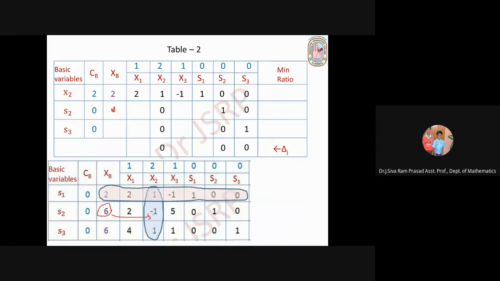So for 6, the corresponding pivot column element is minus 1, divided by pivot element 1, into the pivot row element 2. So 6 minus minus 1 by 1 into pivot row element 2. Simplify this: 6 minus, or minus plus, 1 into 2. That is 6 plus 2, 8. So this is 8.